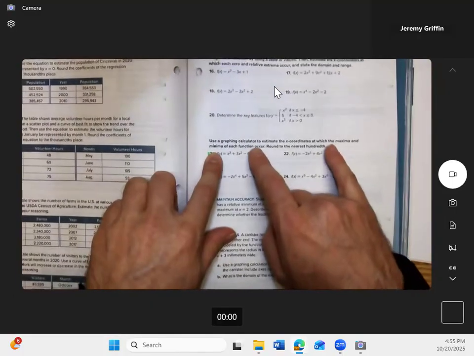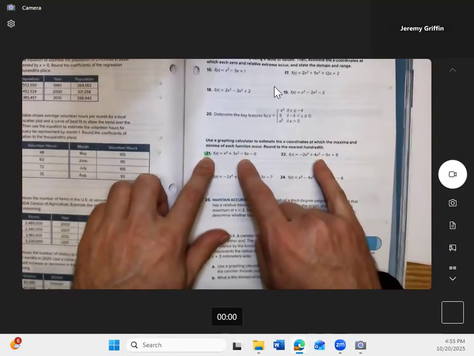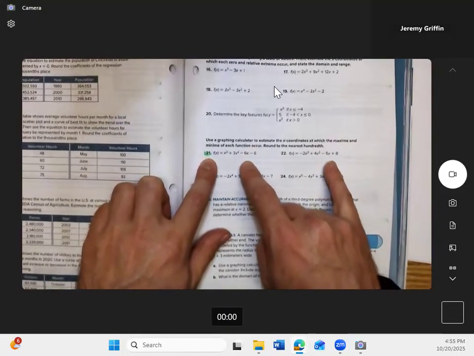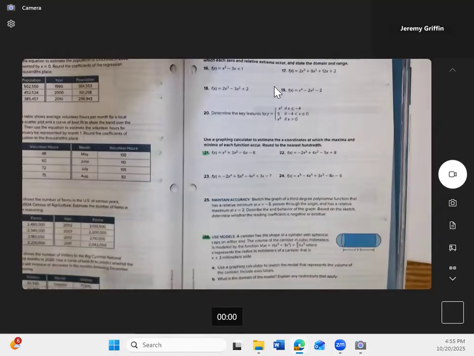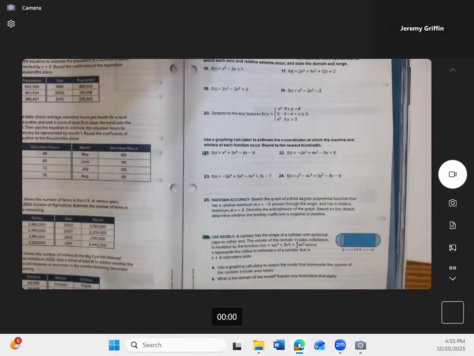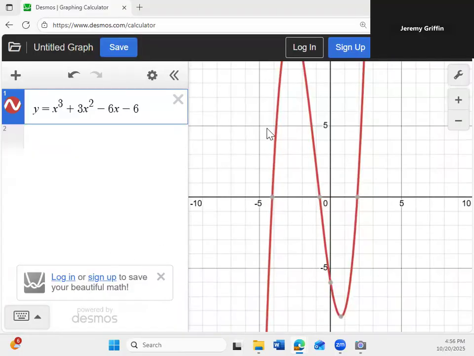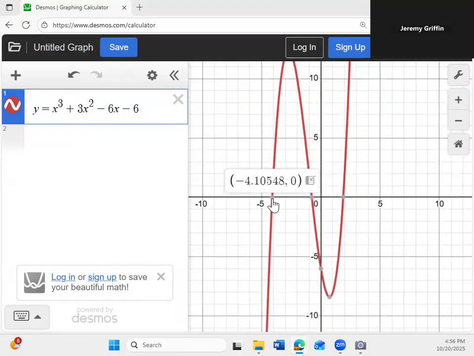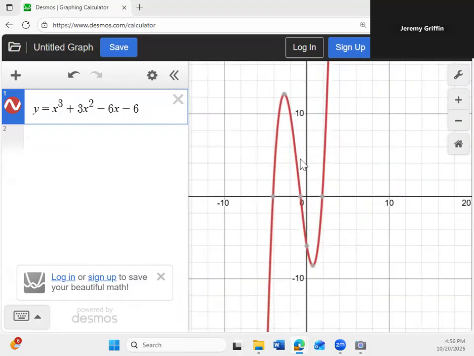Use a graph calculator to estimate the coordinates of the extrema. So we're kind of going back to basics here. x to the 3 plus 3x squared. They're actually prompting you to use Desmos in this case. So type that in, gives me this red curve, zoom out a little bit, scroll down, zoom out. Looks just like that.